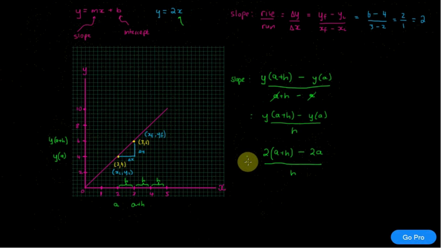So this is the slope. That's what we're trying to find out. What is the slope of this particular graph? So this just simplifies to 2a plus 2h minus 2a, all of that over h. So then that simplifies. You can see I have a plus 2a minus 2a, so I have 2h over h. H's cancel, and I'm left with 2. Right? That's exactly what we said before. The slope of this graph is 2, and using this format of the equation, I get the same slope.